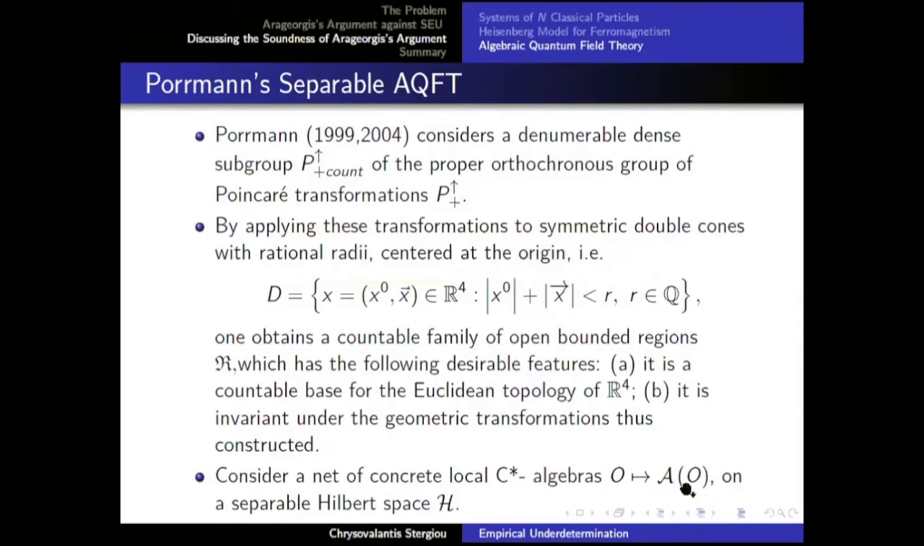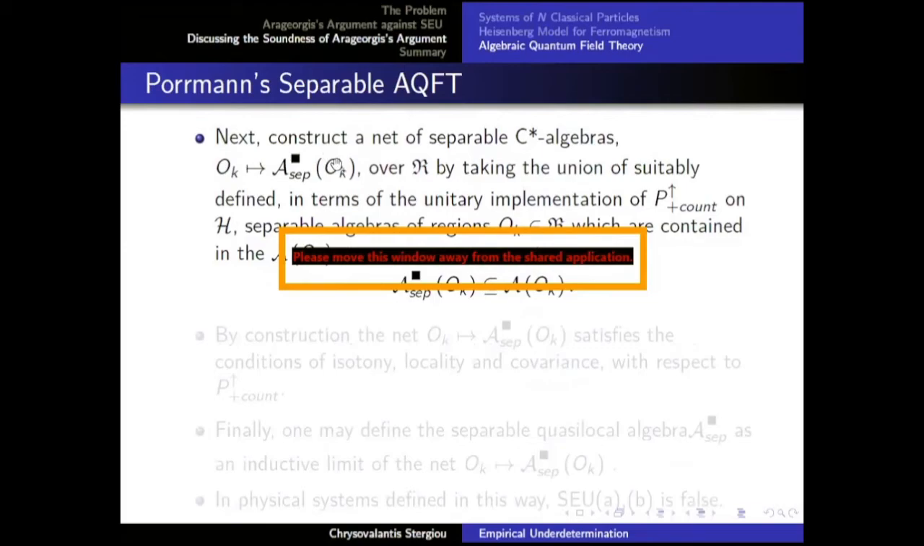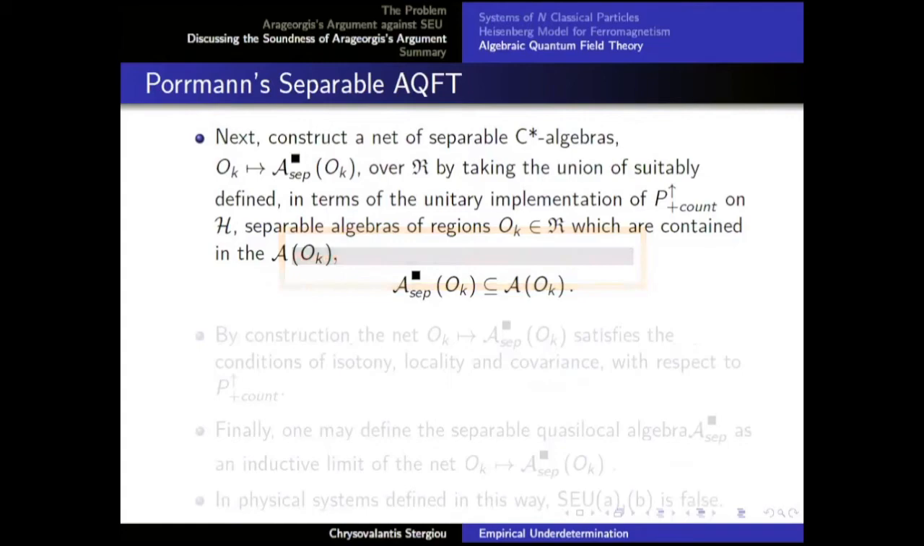And his assumption is that we have just C-star algebras, not von Neumann algebras, and these C-star algebras are on a separable Hilbert space. And then he constructed a net of separable C-star algebras. I'm not going to refer to the details of this construction, but the idea is that for every C-star algebra, there is a separable dense subalgebra.